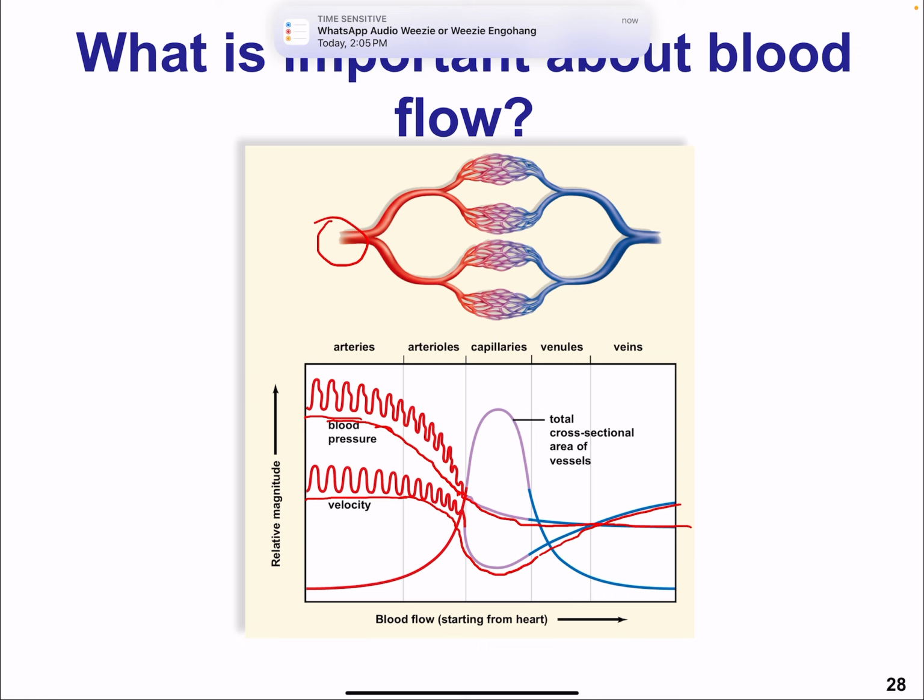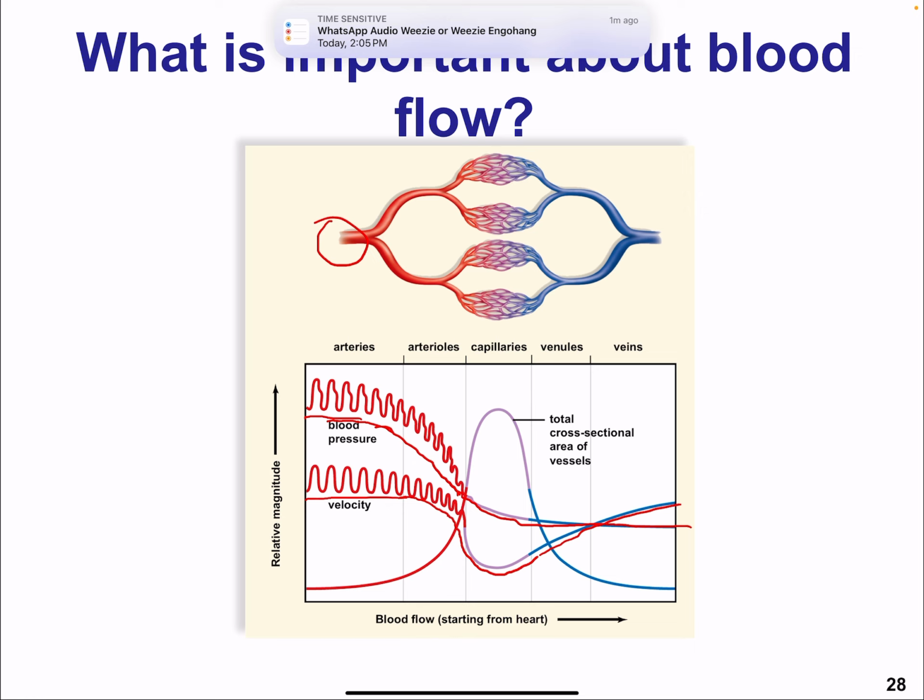Now, one can wonder, okay, what causes that velocity to increase as we go from venules to veins? Well, your skeletal muscles are going to play a very important role in that. Your breathing is going to play a very important role in that. And again, remember that that velocity is important, that it increases because the blood has to go back to the heart and be released. Go back to the heart and be sent somewhere else.